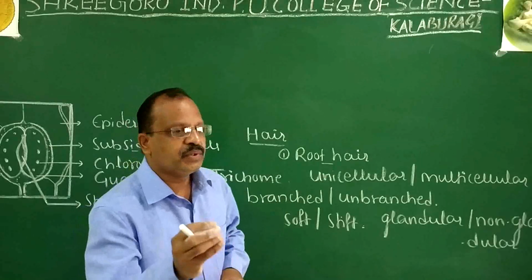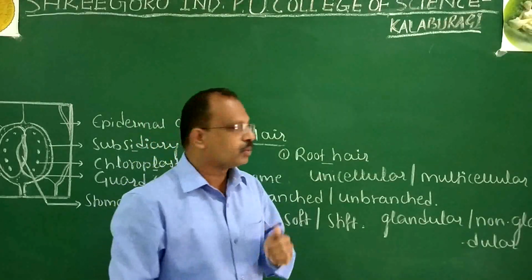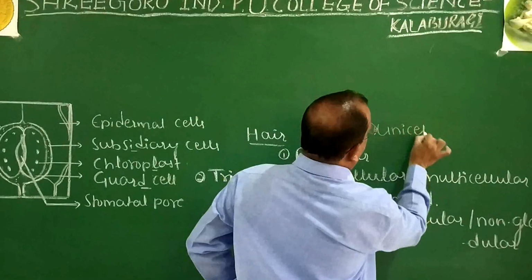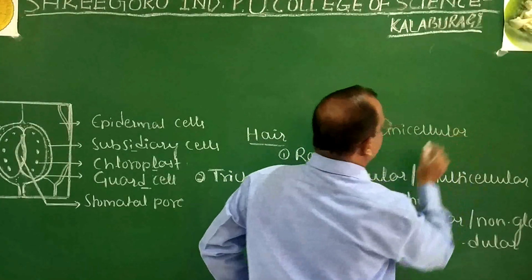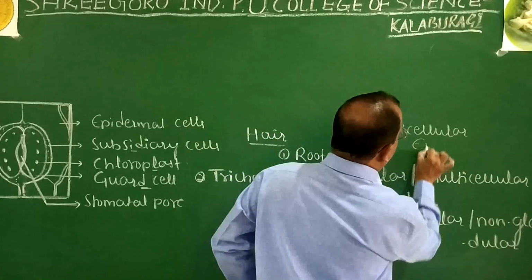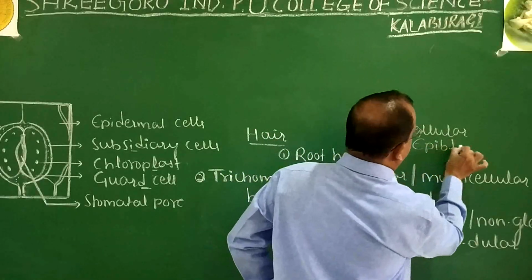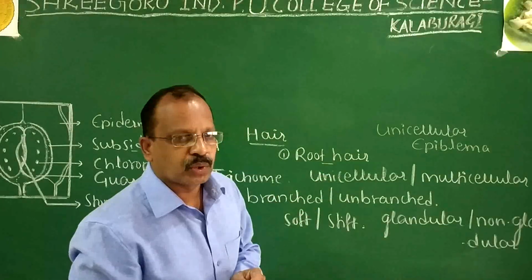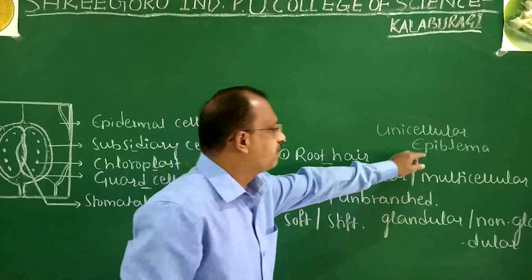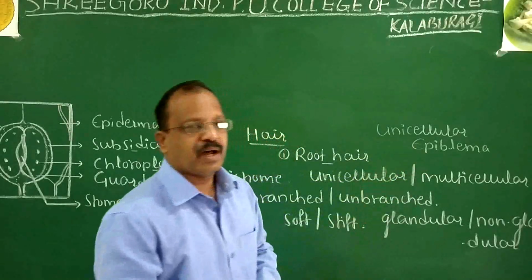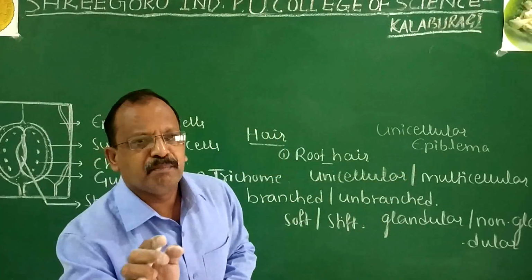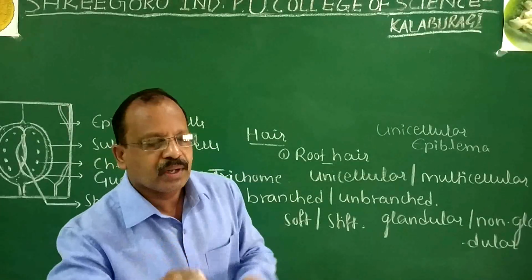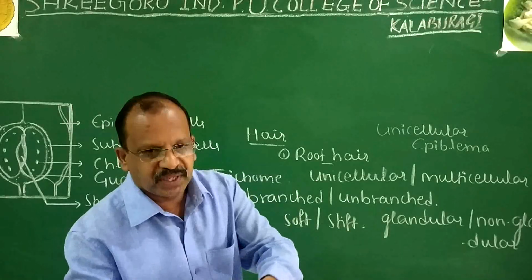Root hair are the unicellular outgrowth of certain cells of epidermal. Root hair absorbs water and mineral salts from the soil.